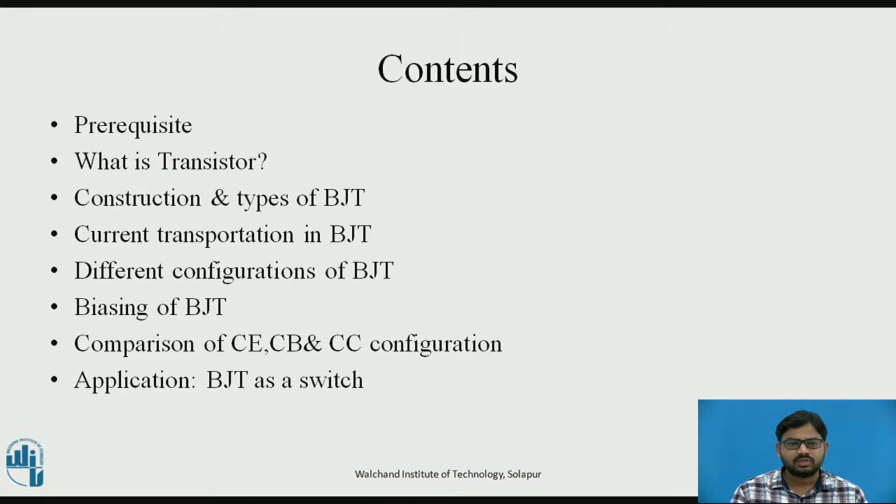The content of this session is the prerequisite, that is, whatever knowledge you require before proceeding. What is a transistor, construction and types of BJTs, current transportation in BJTs, different configurations of BJTs, biasing of a BJT, comparison of CE, CB, CC configurations, and application of the BJT as a switch.